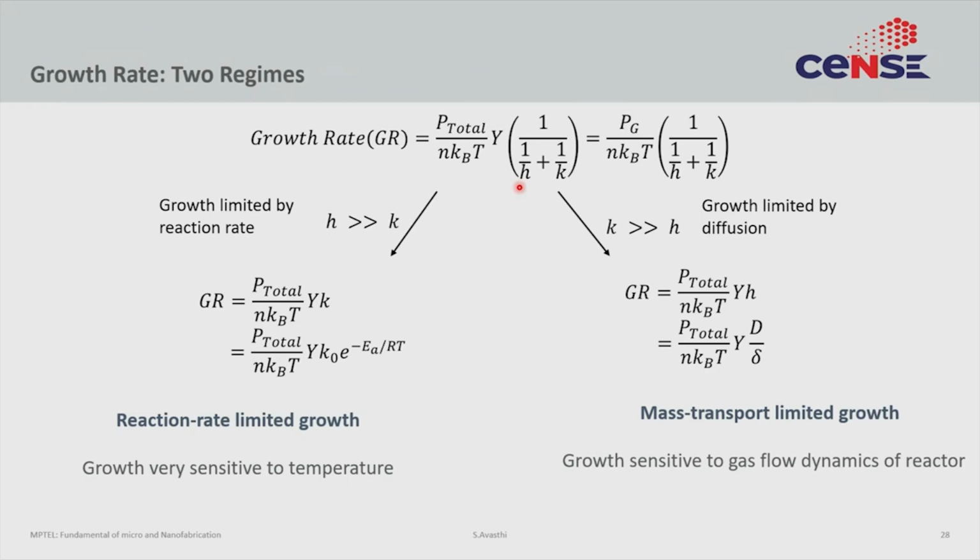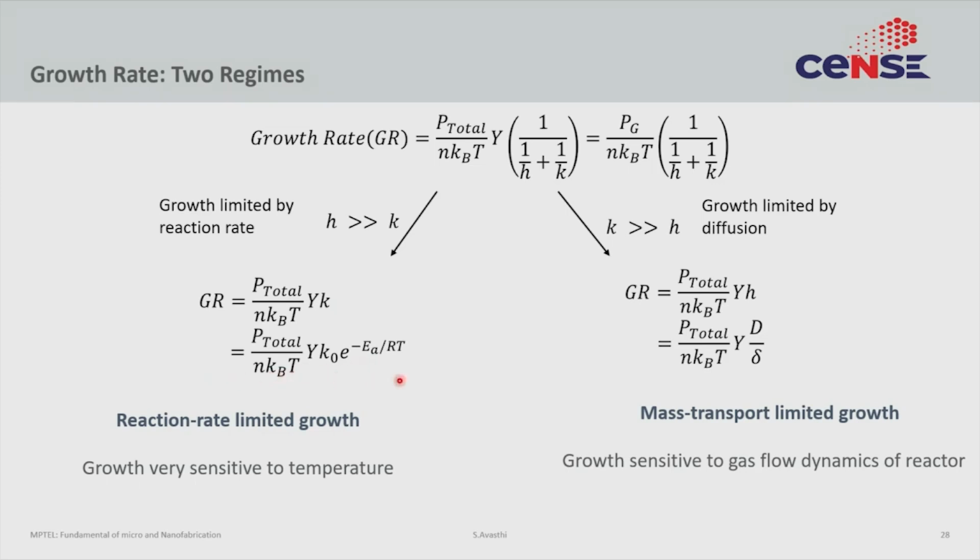F2 is the bottleneck, that is, the reaction rate is the bottleneck. So, growth in this case is limited by how fast we can actually do the reaction at the surface, and that growth rate can be given by this equation. Now, this K is the chemical reaction rate, which by the Arrhenius equation must be exponentially related to temperature. So, you can convert K into K naught e to the power minus E A by RT.